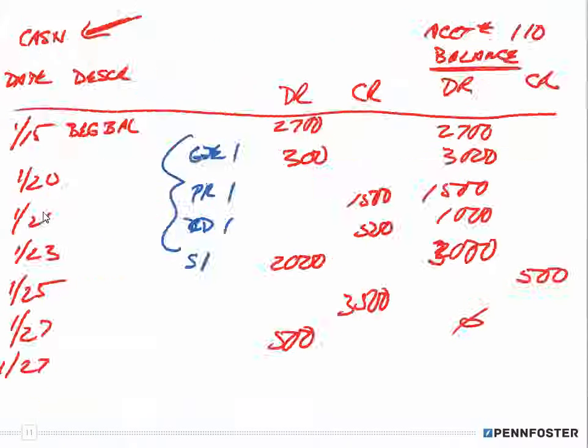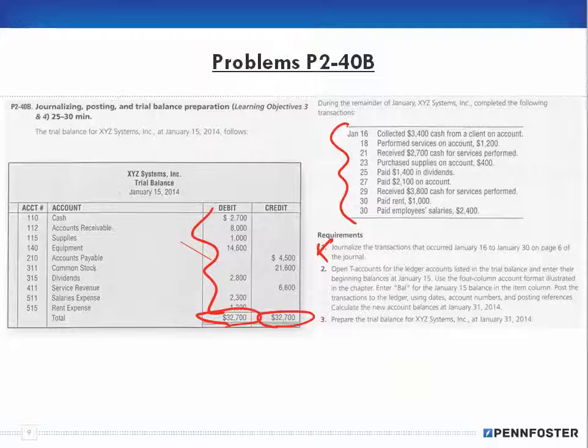Now, our instructions tell us, so we've just actually completed number 2, because it says post the transactions to the ledger using dates, account numbers, and posting references. Calculate the new balances at January 31st, 2014. So that's what we've just done. We've calculated the balances, and now we're ready to prepare a trial balance. Okay, so I'm going to pause here and pick up in the next video with the creation of the trial balance from those balances in the accounts.